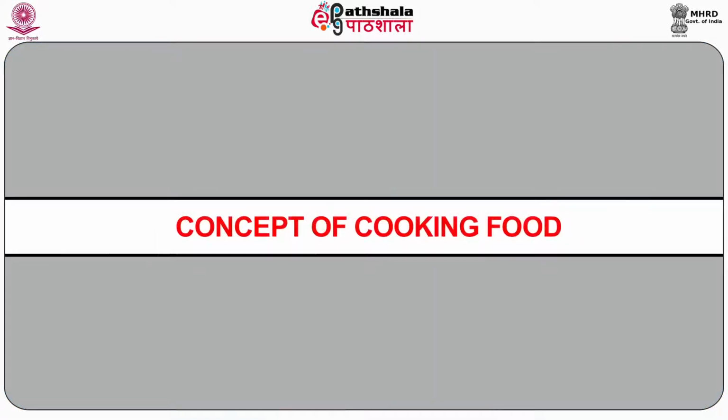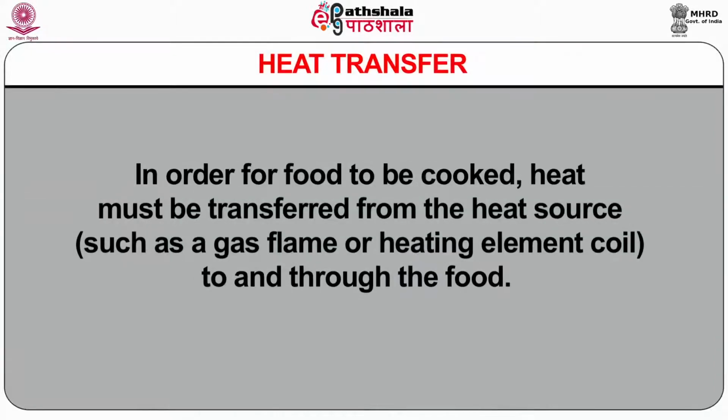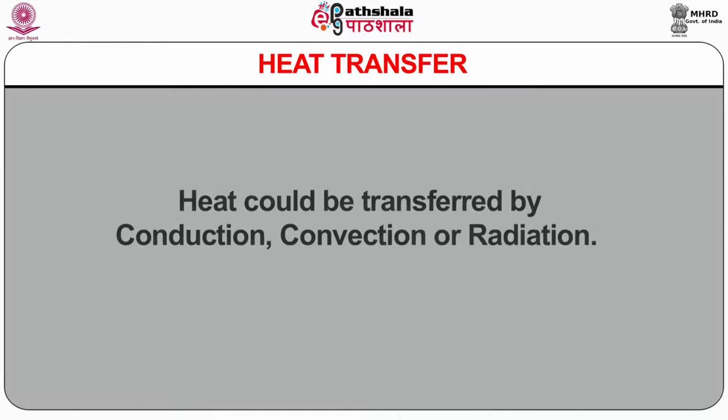Concept of cooking food. Heat transfer. In order for food to be cooked, heat must be transferred from the heat source, such as a gas flame or heating element coil, to and through the food. Heat could be transferred by conduction, convection, or radiation.